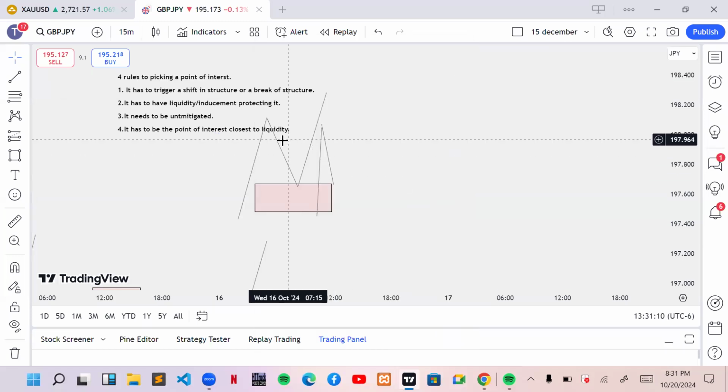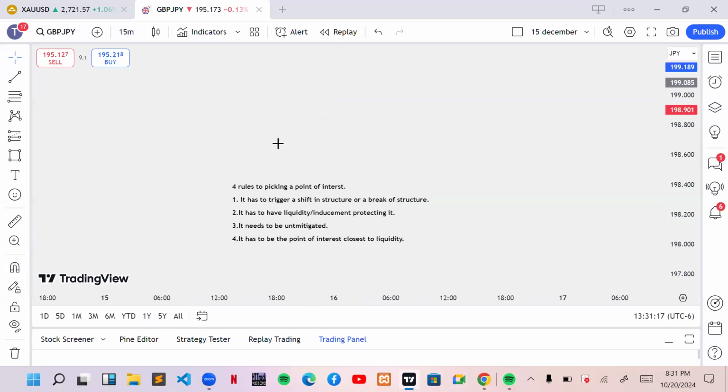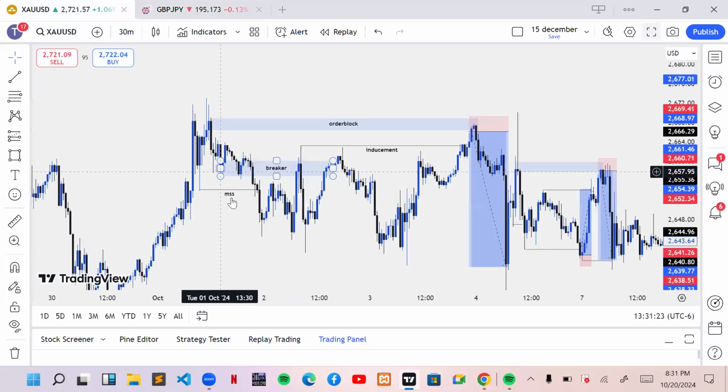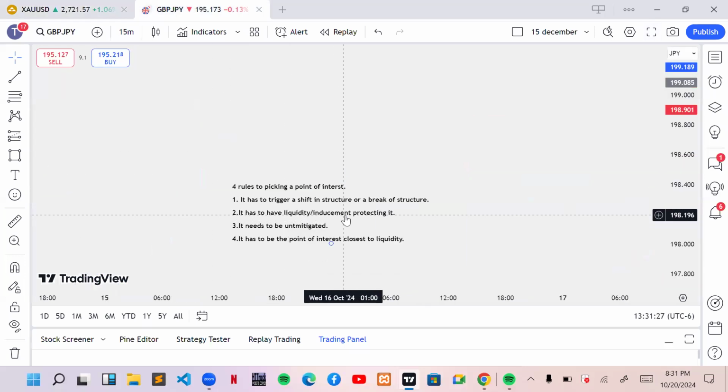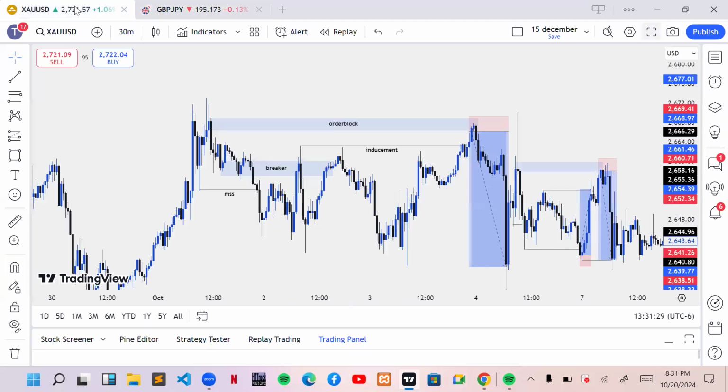These are the rules I pay attention to while picking a point of interest. If you actually obey all these rules, it's hard for you to take a loss on a trade. So first one, it has to trigger a shift in market structure or a break of structure. Our trade literally has a shift in market structure. Second rule is it has to have a liquidity or inducement protecting it. There's inducement here, there's a liquidity.